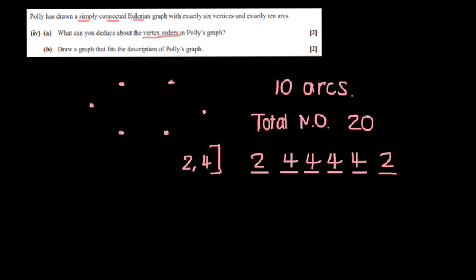Part B, draw a graph that fits the description of Polly's graph. Okay, so 2 of my nodes need to have only 2 spokes coming out of it. Let's stick those ones at the end, shall we? So each one's on the end, they've got 2. They've got node order 2 there. This one's currently got node order of 1, so if I add in a line now, I've got 2. But I don't have a connected graph yet, so everything's got node order of 2, but it's not connected.